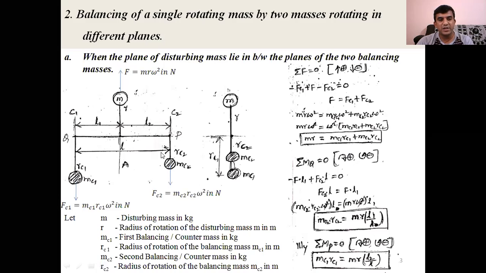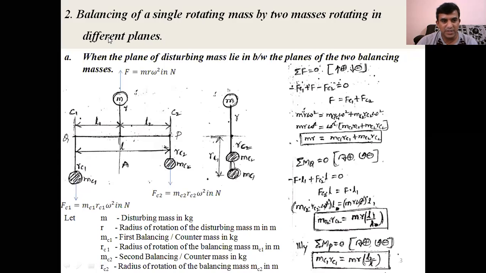But the distance between the planes C1 and C2, these two different planes, counter 1 plane and counter 2 plane, may be L. L is equal to L1 plus L2. Now the disturbing mass is rotating in plane A. The first counter mass is rotating in plane C1, and the second counter mass is rotating in plane C2. R stands for radius of rotation: for counter mass 1 it is rc1, and for the second counter mass it is rc2.